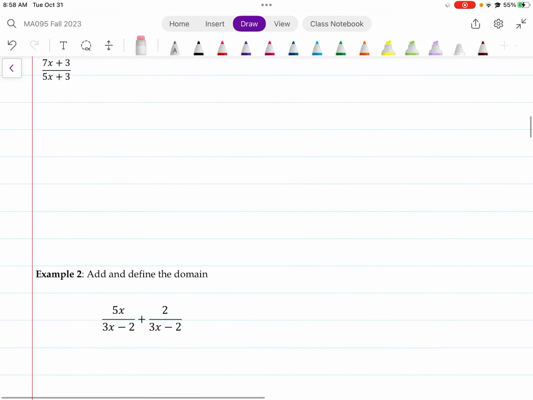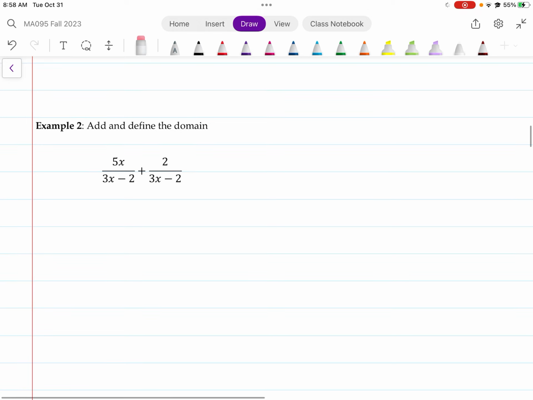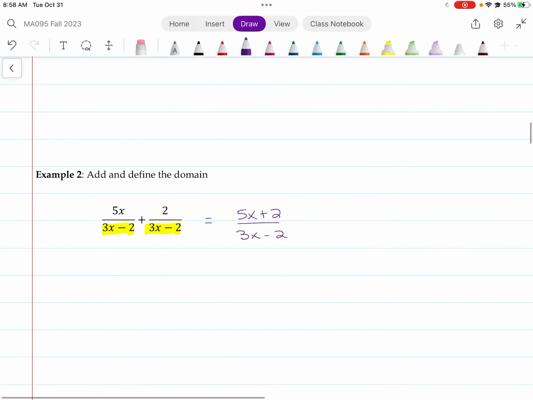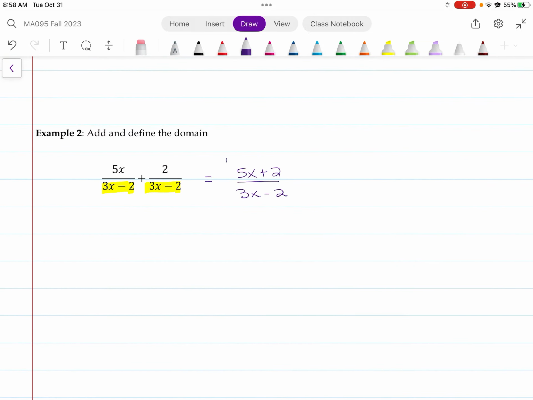So let's move on to adding and defining the domain. Give this one a try and see what you can do with it. You will see that the denominator is the same on both of these, 3x minus 2, which means that we can just take the numerator, 5x plus 2, and put it over 3x minus 2. And like I just showed you, there's nothing we can do. We can't cancel anything. So nothing simplifies. This is the final answer.